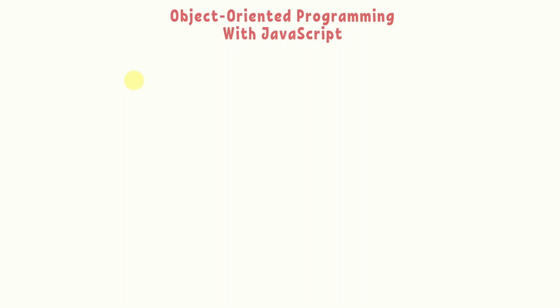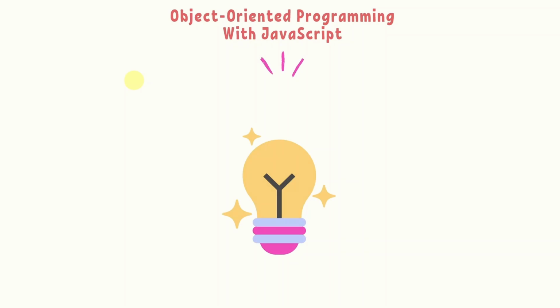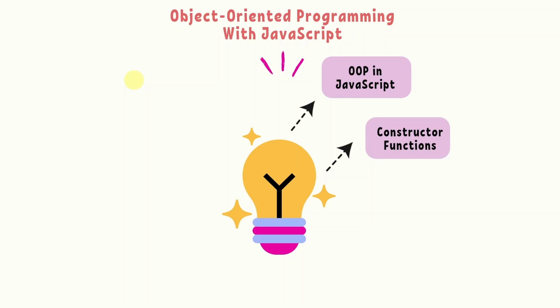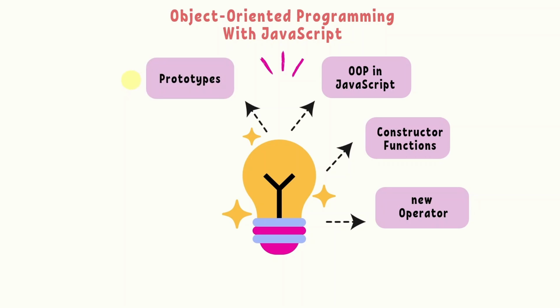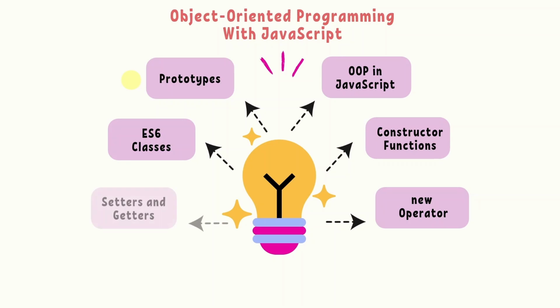Then comes object oriented programming with JavaScript. Okay, that is the OOPS concept. In this, you should understand what OOPS is and how OOP is used in JavaScript. Constructor functions are very important. In that we have the new keyword. You should understand how the new operator works. Then prototypes and ES6 classes are a must. Then setters and getters. These concepts you should definitely learn when you get started with OOP JavaScript.